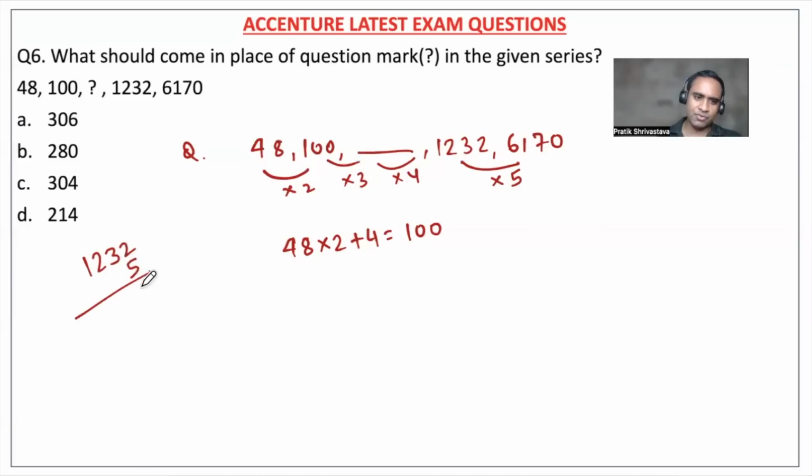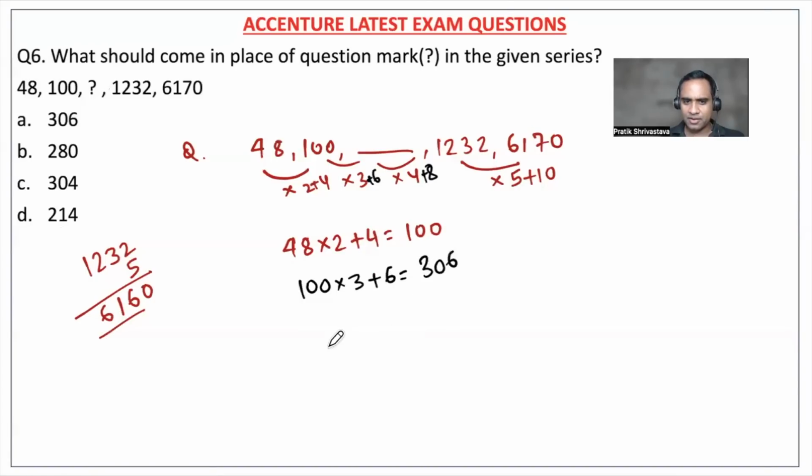So 32 into 5 is 160 and 6160. So into 5 plus 10. So into 2 plus 4. And then I can say into 3 plus 6, into 4 plus 8. So 100 into 3 plus 6. So it is 306. And here it is 306. And then 306, if you multiply by 4 and add 8, you should be getting 1232.